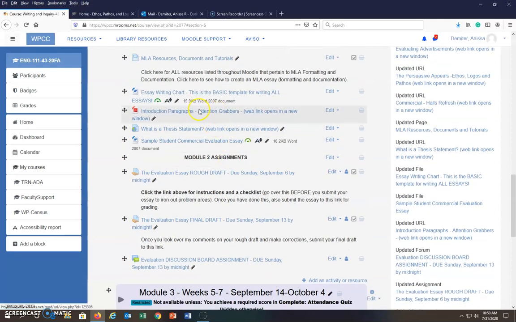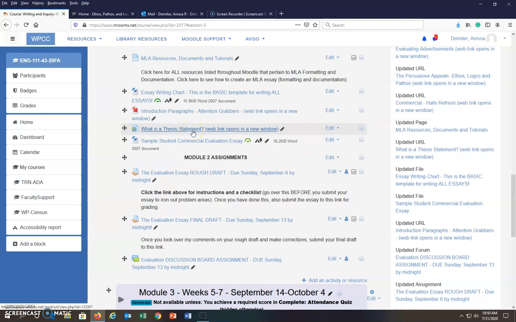And then I have a couple links that are important. Here's one on attention grabbers, really good ways to start a paper. A lot of times students have a difficult time just getting started. So this particular link will give you an idea of how to start your paper in your introduction paragraph and different types of hooks.